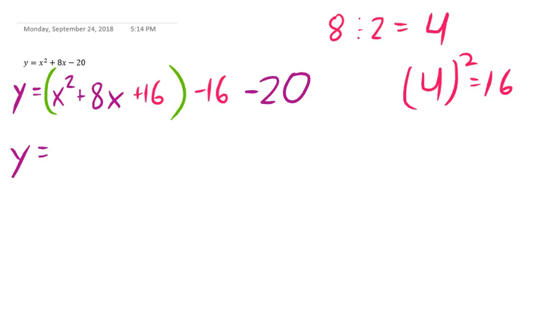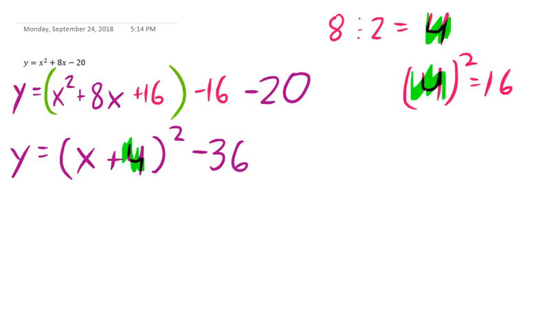I'll rewrite this as y equals something squared. Minus 16 and minus 20 make minus 36. And the thing that I squared to make this trinomial is the binomial x plus 4. Plus 4 because it was plus 4 here, plus 4 here.